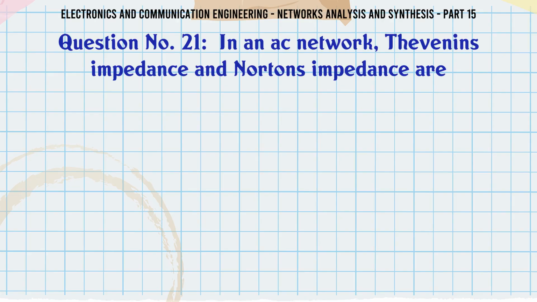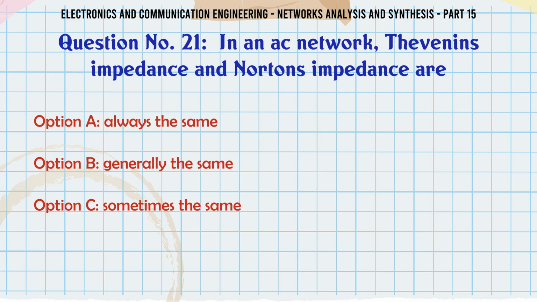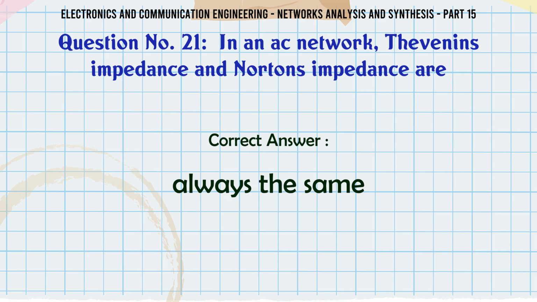In an AC network, Thevenin's impedance and Norton's impedance are: A: always the same, B: generally the same, C: sometimes the same, D: always different. The correct answer is always the same.